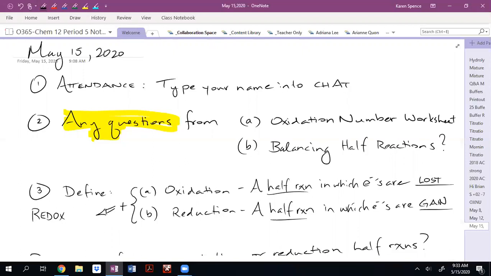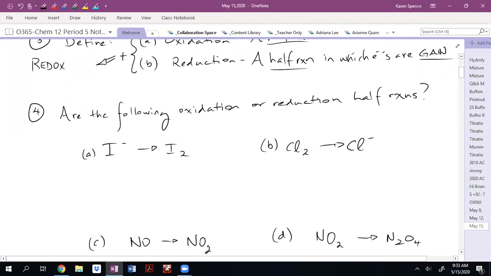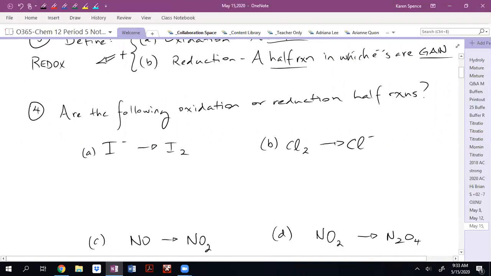But before we do that, we're going to take a look at a few examples and decide, in a fairly quick way, whether these are oxidation or reduction half reactions. Okay, so just take a look at A and B and see if you can determine quickly, without balancing it or anything, whether these are oxidations or reductions.